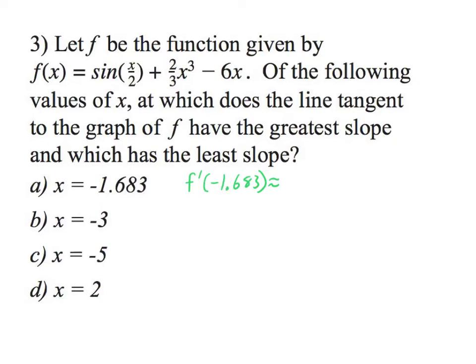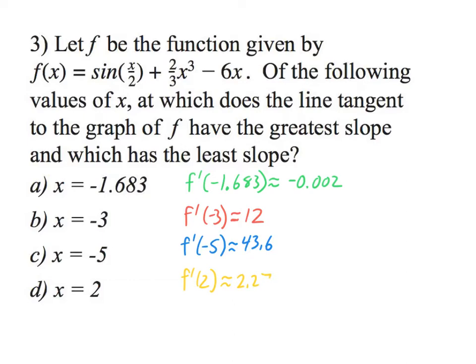So when I use my calculator to find this, for the first one, at least my calculator puts negative 0.002, which is about 0. And then when I find f prime of negative 3, it comes out about 12. Then the next one, f prime of negative 5, the calculator tells us 43.6. And then the last one, f prime of 2, the calculator tells us is 2.27.